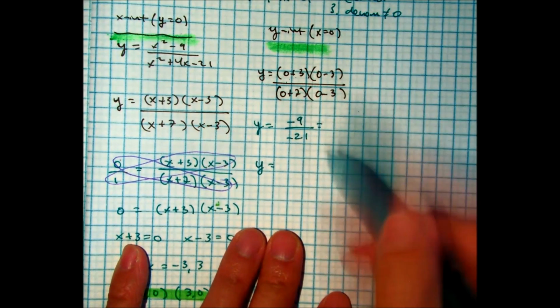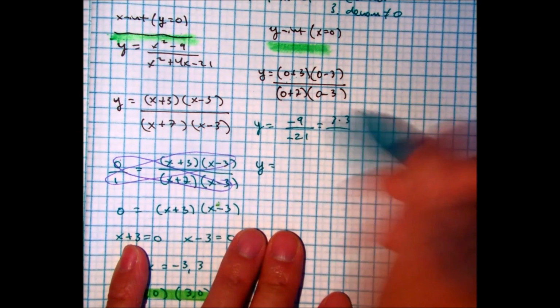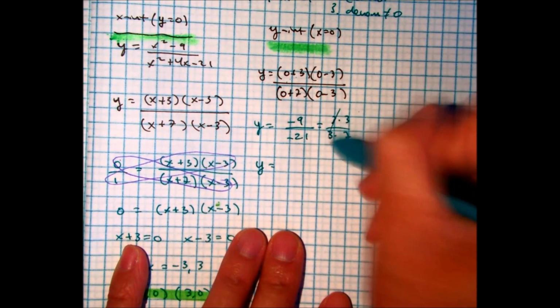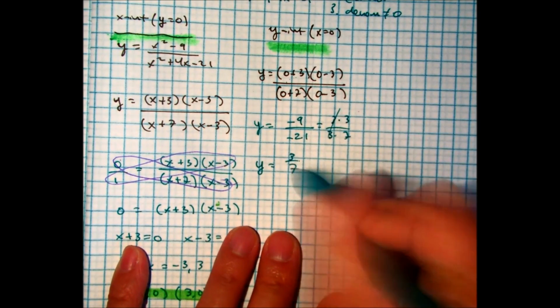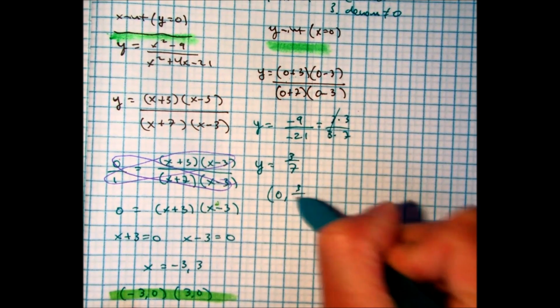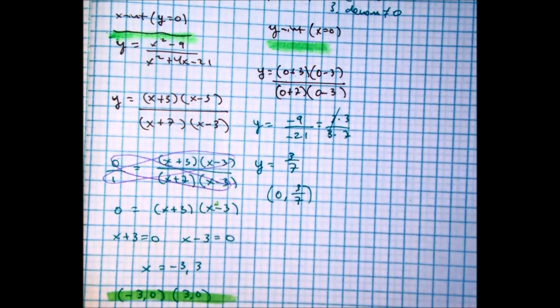Negative times negative is a positive. The factors of 9 are 3 and 3. 21 is 3 and 7. So my 3's cancel, and you're left with 3 sevenths. My ordered pair is 0 and 3 sevenths. Raise your hand if you got that. Good.